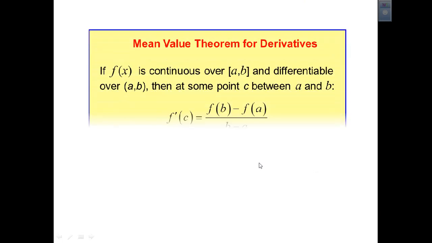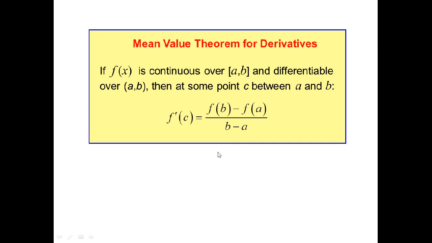The mean value theorem for derivatives says if f of x is continuous over the closed interval from a to b, that means the endpoints are included, and it's differentiable over the open interval from a to b, endpoints not included, then at some point c between a and b, f prime of c must equal f of b minus f of a all over b minus a.